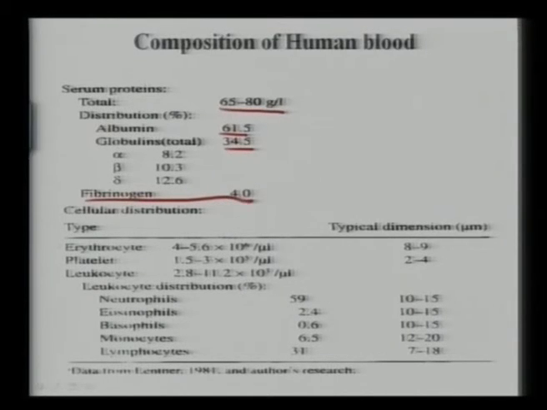Now blood also contains different cells, as I just mentioned. Erythrocytes are typically 8 to 9 micron in dimension, and a large number of erythrocytes are available, up to 10 to the power 6. So this number is 10 to the power 6, right? Now you have the blood platelets, which are there at 10 to the power 5 per microliter, and leukocytes are also 10 to the power 3 per microliter.